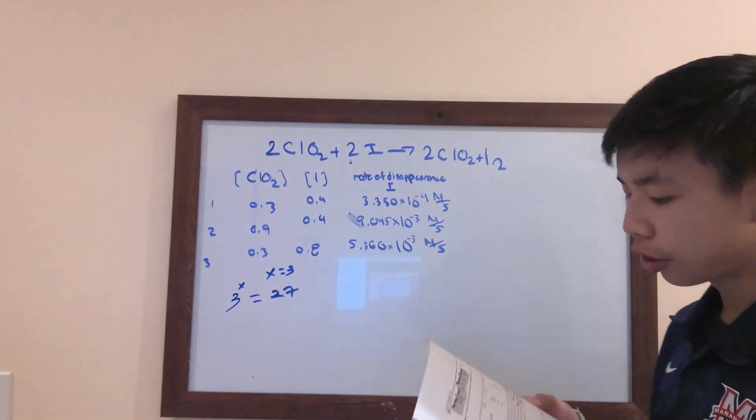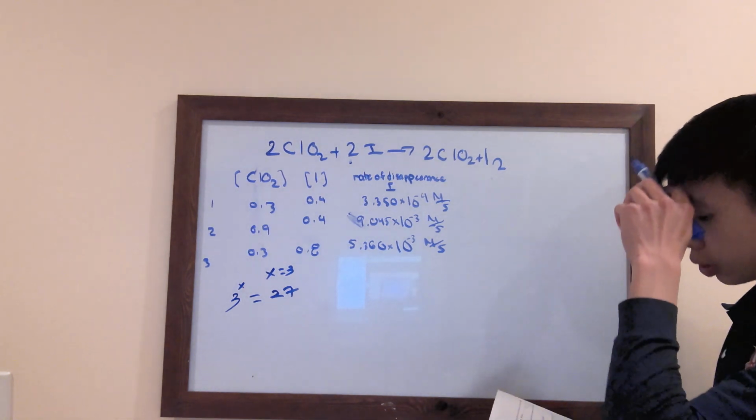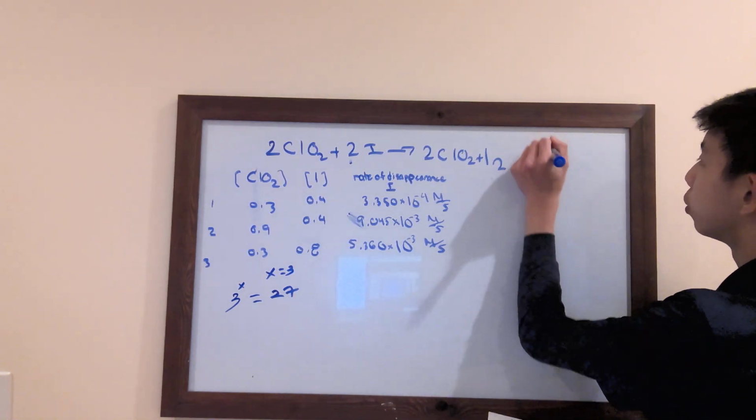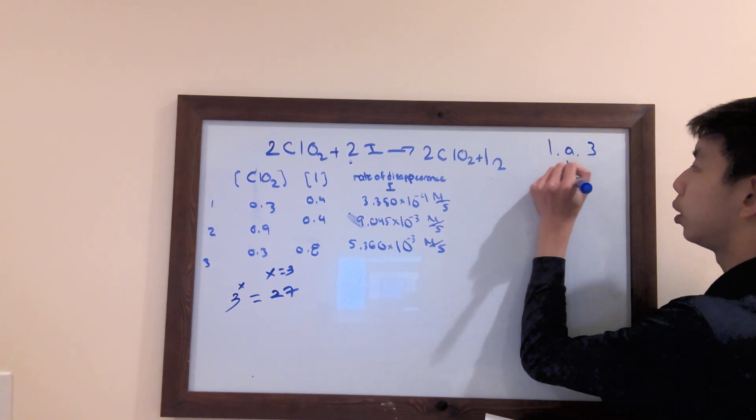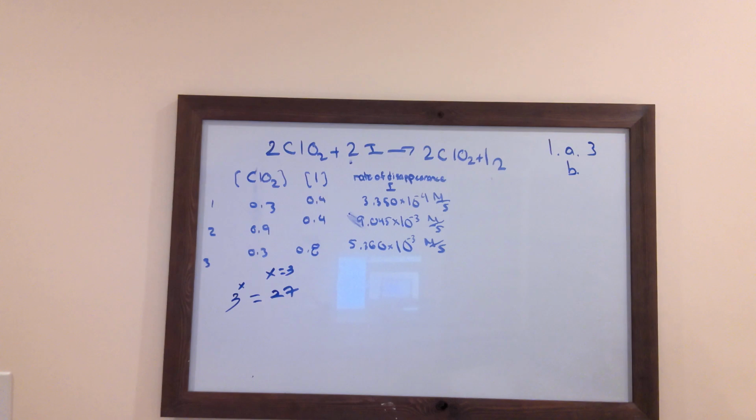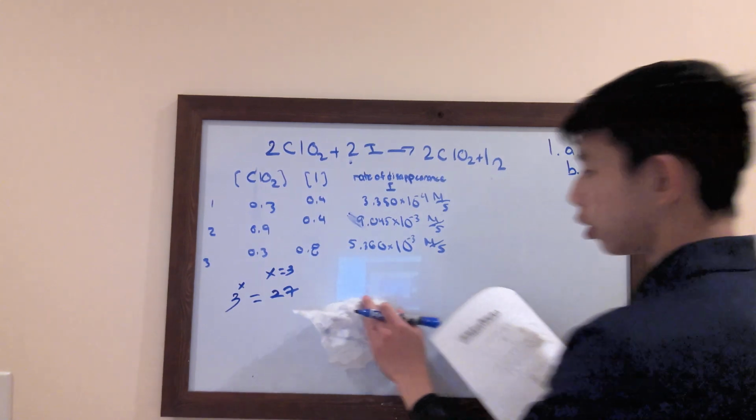Right, so it's a third order. So I'm going to put my answers right here. So 1A will be 3. B. Alright, let's go to B.